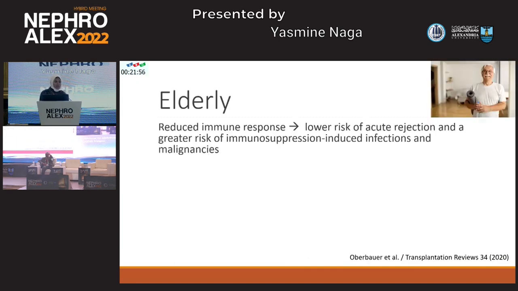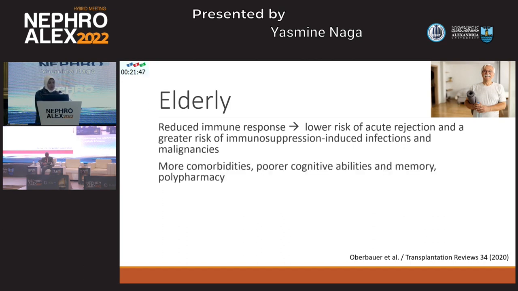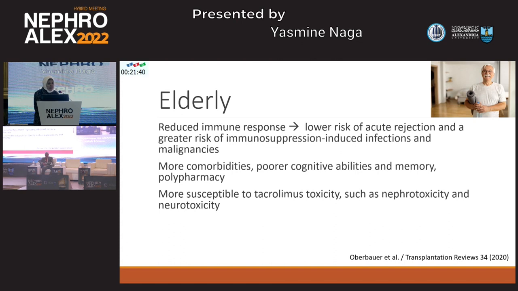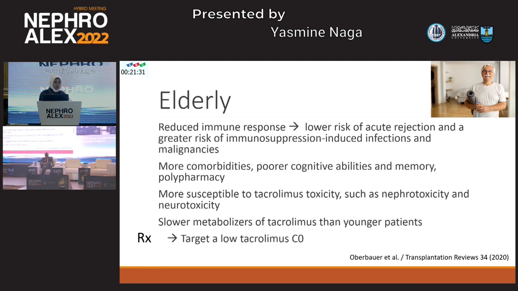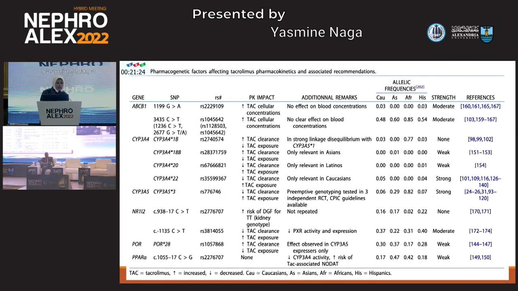Elderly are especially a fragile group. They have reduced immune response, so they have lower risk of acute rejection, and at the same time, they have higher risk of immunosuppression-induced infection and malignancy. They usually have comorbidities, poor cognitive abilities, memory, taking multiple drugs. They are more susceptible to tacrolimus toxicity, especially nephrotoxicity and neurotoxicity, and they are commonly slower metabolizers. We should always start with a lower prescribed dose, and we should target a lower tacrolimus level.